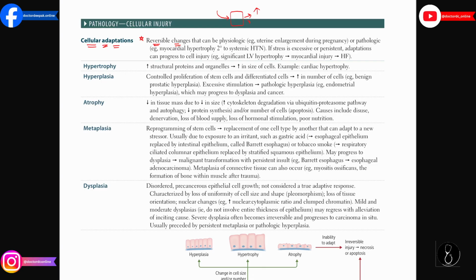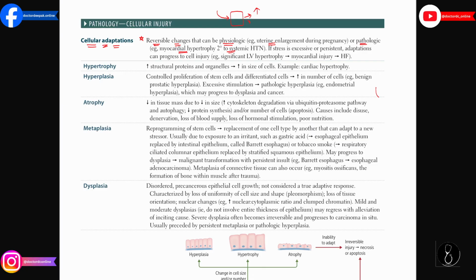Then you have to keep in mind these reversible changes can be physiological, like I already explained in the last class. During pregnancy, uterine enlargement occurs. It can also be pathological. Pathological means, for example, myocardial hypertrophy secondary to systemic hypertension. So let's try to understand with the help of an example.